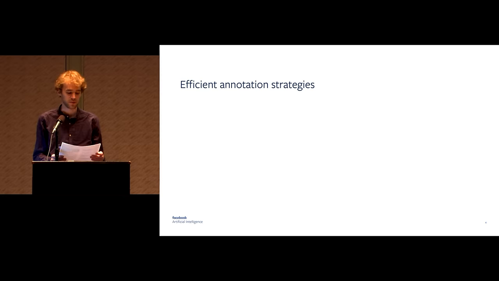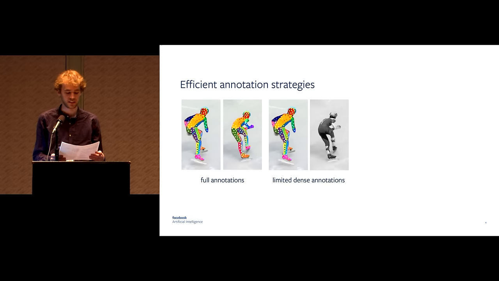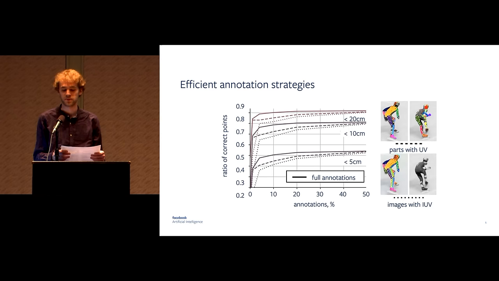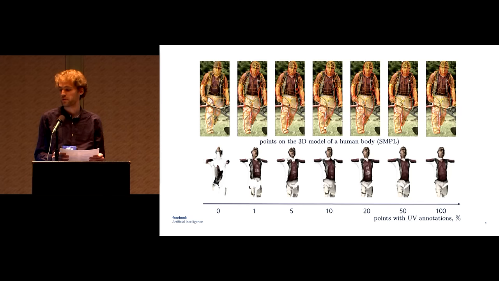First, we study how much and what to annotate. Here's an example of a full set of annotations, all the points in all the frames. An alternative is to annotate a subset of the images, or we can annotate fewer points in all images, or perhaps we can just use the traditional joint annotations. Empirically, we find that the best option is to annotate all the images in a sparse manner. In fact, we show that with just 20% of point annotations, we approach the accuracy of the full DensePose.